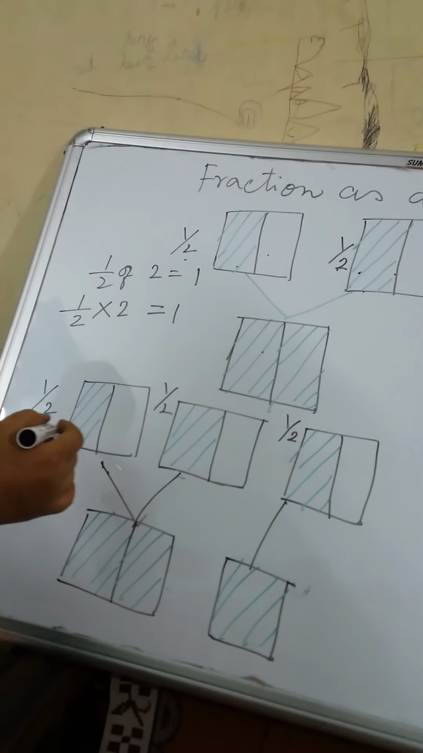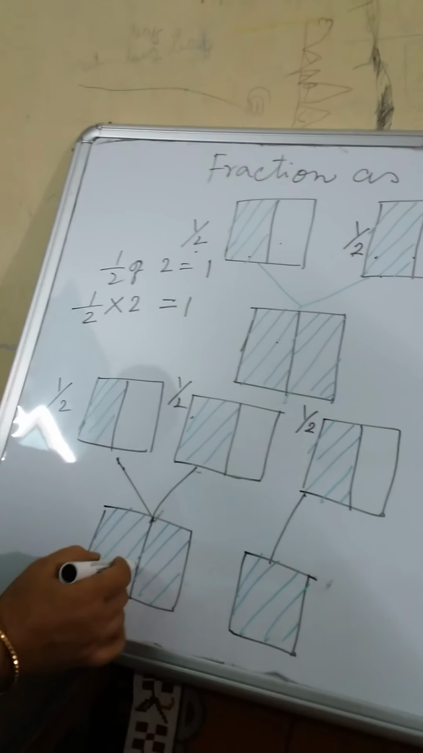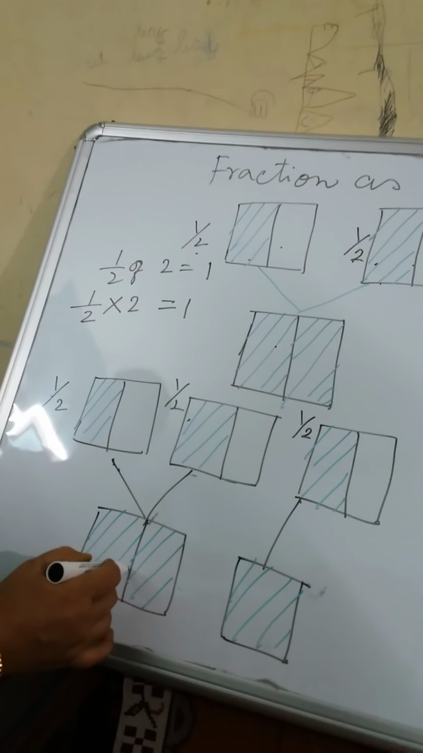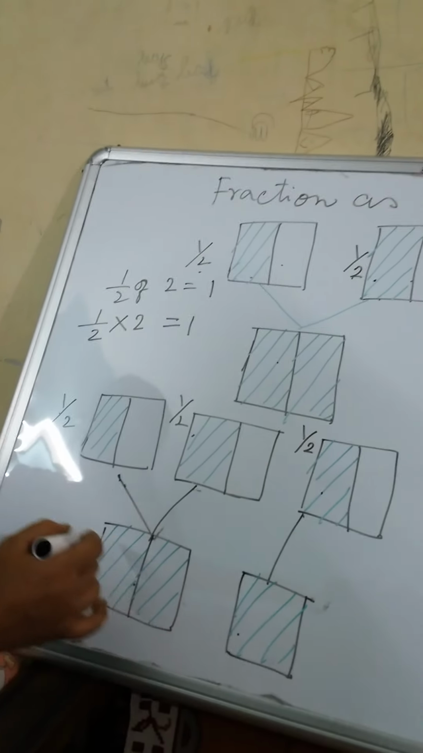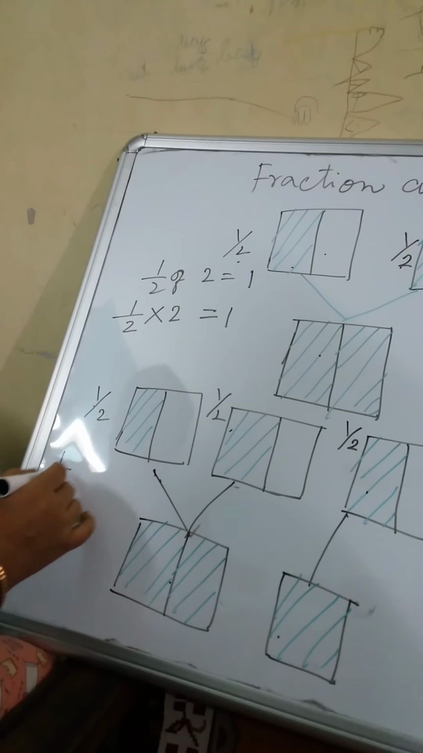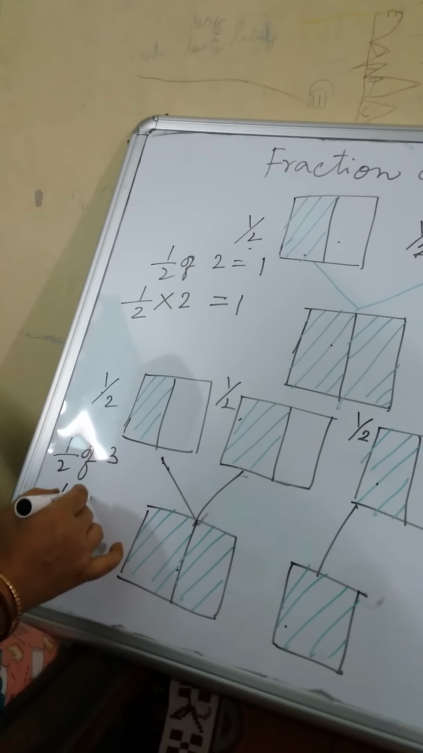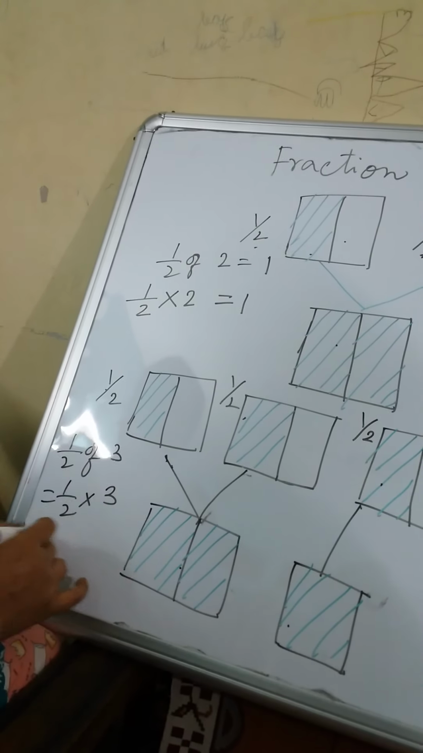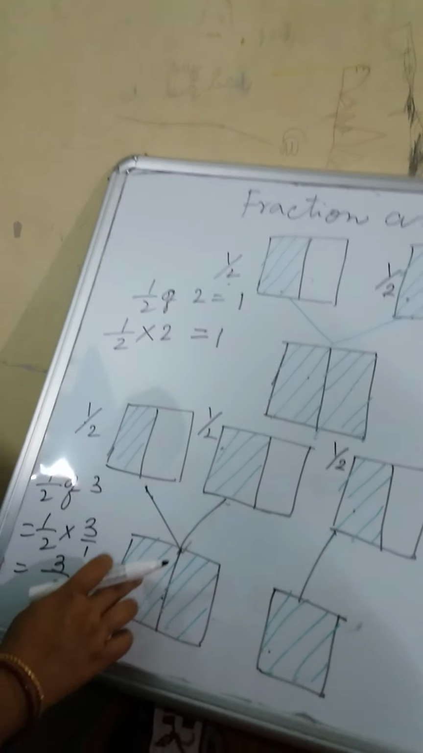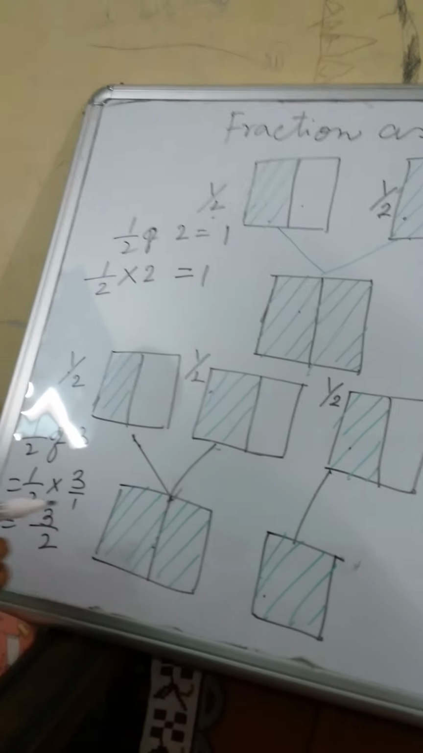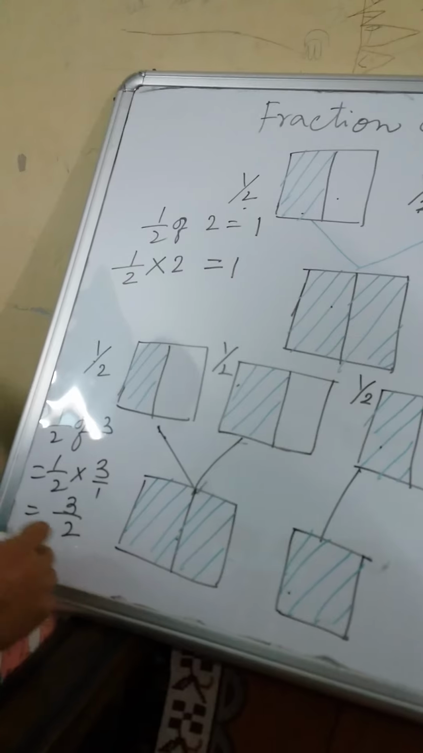Now if I combine, this half will make a full, that means 1 square, and it will remain here. So half of 3, you can write it as half into 3. So it is 3 by 2. This is 1, 2, 3. 3 by 2, that means 1.